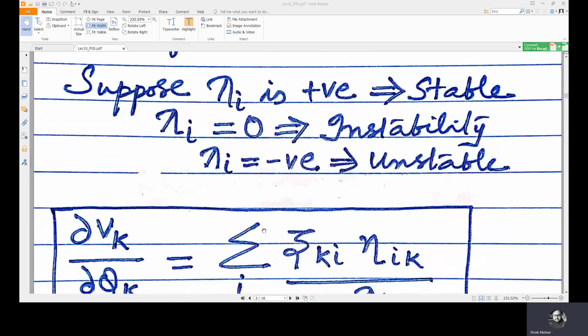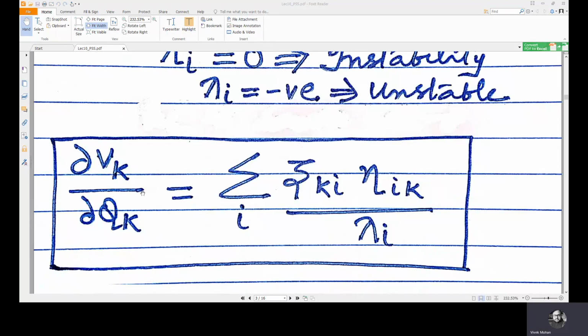Now we'll see this. ∂Vk by ∂Qk. This is the kth modal VQ sensitivity, which is equal to sigma over I of theta Ki into eta Ik, whole divided by lambda I. We'll do a problem on this, then you'll get an idea about how these variables are substituted with respect to the number of buses and number of modal components. Before that, we'll analyze this equation and we'll move forward.